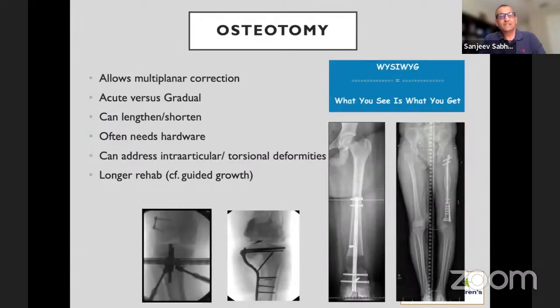Osteotomy, on the other hand, does allow for multiplanar correction. As I said, you could do it acutely or gradually, can lengthen, shorten. You often need some kind of surgical implants, but you can also address three-dimensionally with rotational correction. And of course, it's got a longer postoperative rehabilitation compared to guided growth.